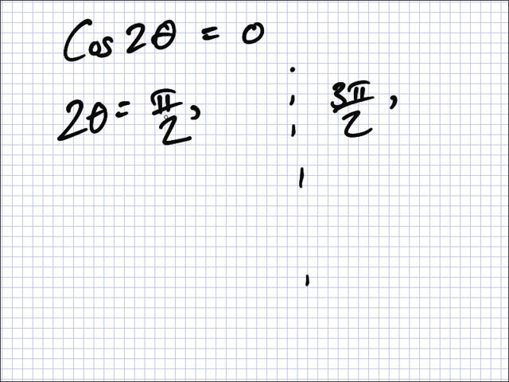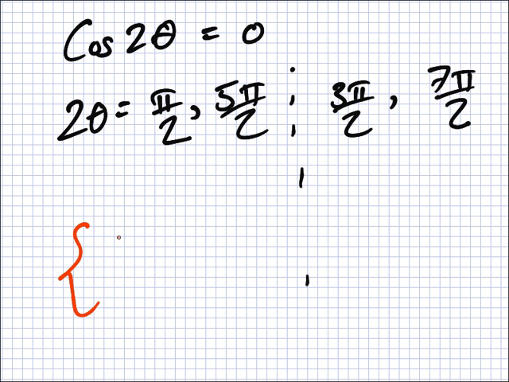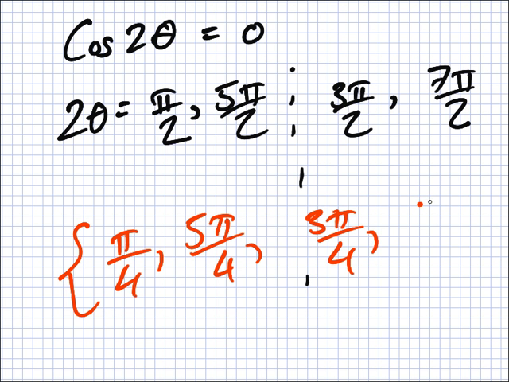This is a fact that perhaps you forgot. How do we get answer 3 and 4? Plus 2 pi. So, 5 pi over 2 and 7 pi over 2. And then to finish, divide by 2. So the answers are pi over 4, 3 pi over 4, 5 pi over 4, and 7 pi over 4. How did you get this wrong? Did you get it right?